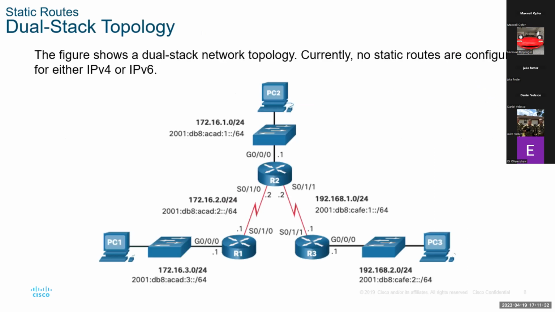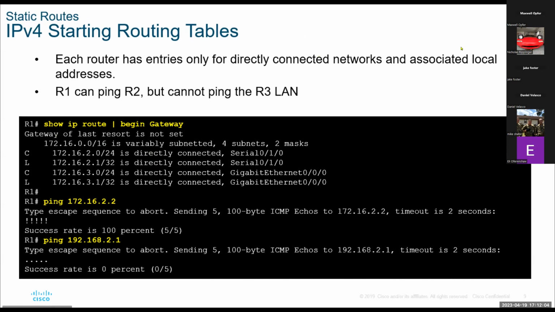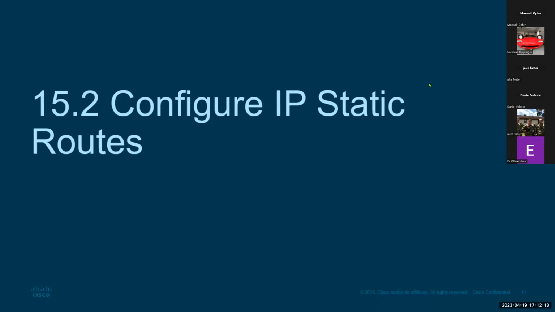So this shows the dual stack network topology, with no static routes configured for IPv6 or IPv4. Each router has entries only for directly connected networks and associated local addresses. Router 1 can ping router 2, but cannot ping router 3 LAN. And you can see down here, it just shows directly connected, and it just has all the stuff on there for it too. Each router has entries for directly connected networks. It's the same thing, just scrolling down and letting you know.